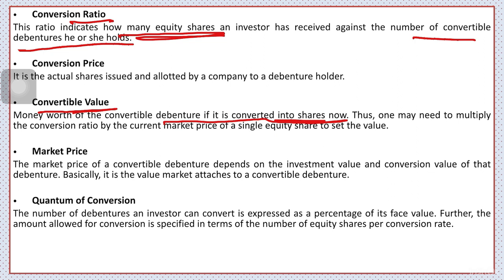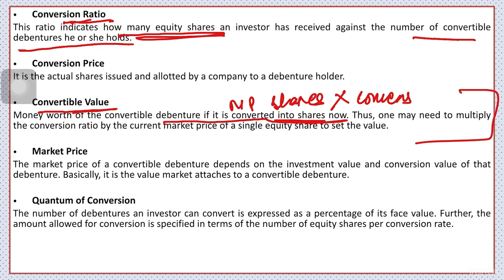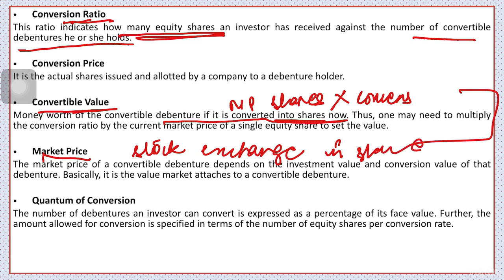So how can you compute the convertible value? Market value of the shares into the conversion ratio. I'll take an illustration of this, you'll understand it better. Then we have the market price. Now, what is the market price? The current market price that is prevailing on the stock exchange. Whatever price is prevailing on the stock exchange for a particular share is known as the market price, or say current price. And last is the quantum of conversion. That is, the number of debentures an investor can convert is known as the quantum of conversion. Clear? Okay.